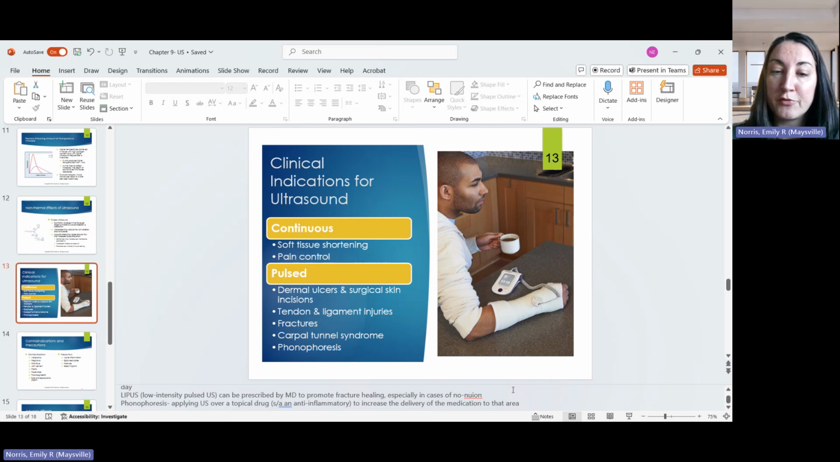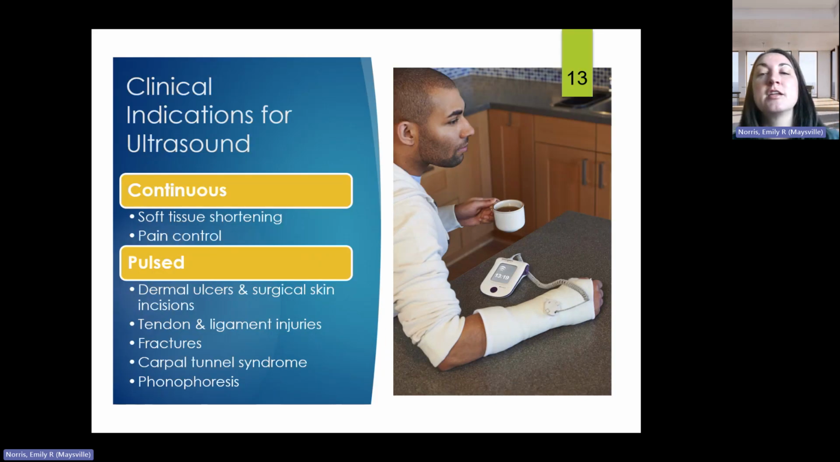Okay, and then phonophoresis, while I have this already here, I'll just go ahead and talk about it. That is when you apply ultrasound over a topical drug in order to increase the delivery of that drug into the area. So maybe you have an anti-inflammatory cream or something like that that you rub over the area and do the ultrasound over that to help deliver that drug deeper into the tissues, to increase the absorption of that.